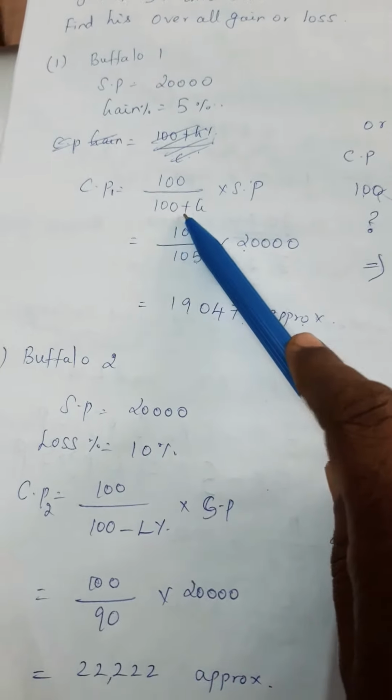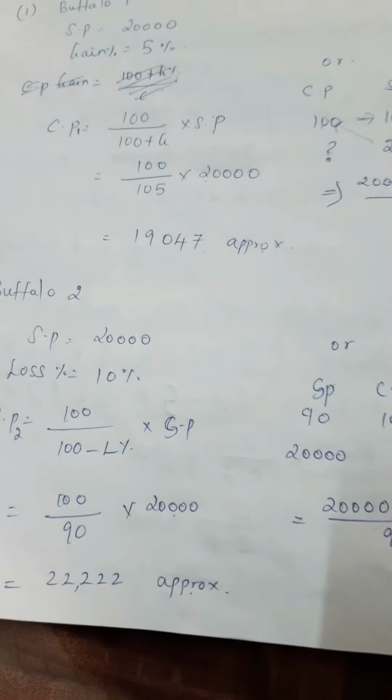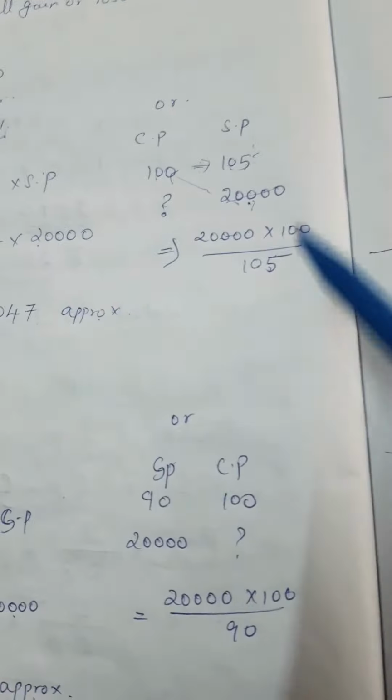100 by 100 minus loss into selling price. When you substitute 100 by 90 into 20,000 and reduce it, you will get this amount approximately. Here also we are getting some decimal digits. I just neglect it. Or else this can be written in this form also.